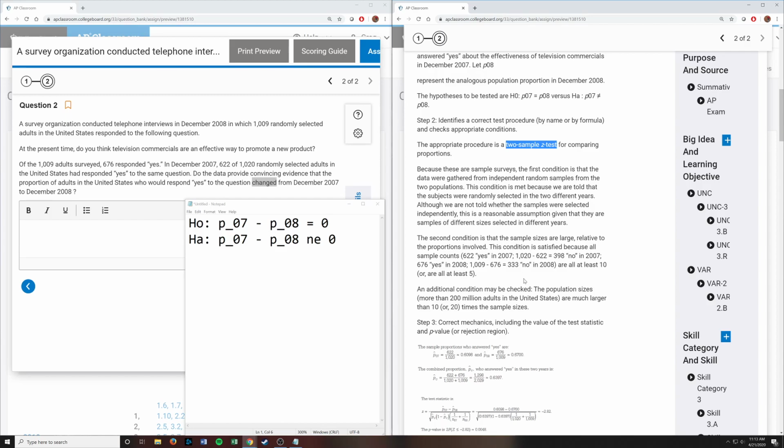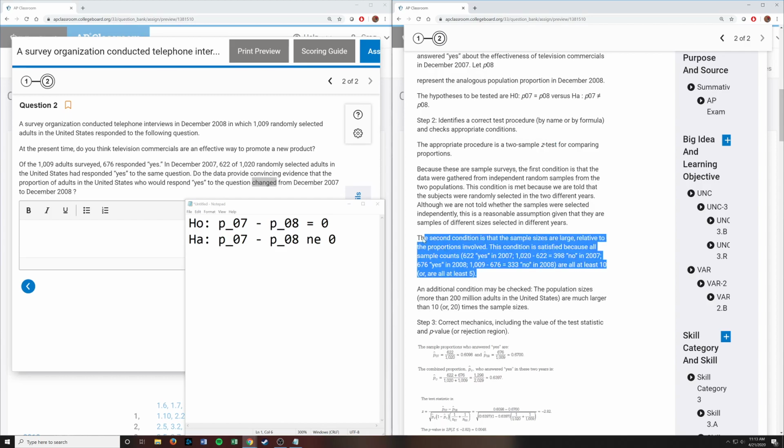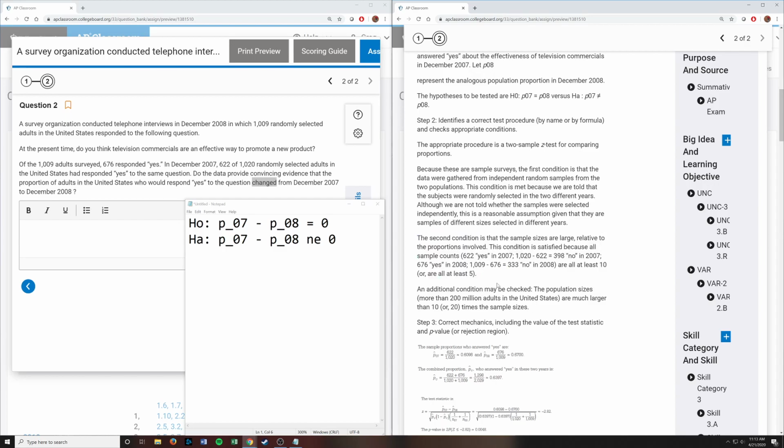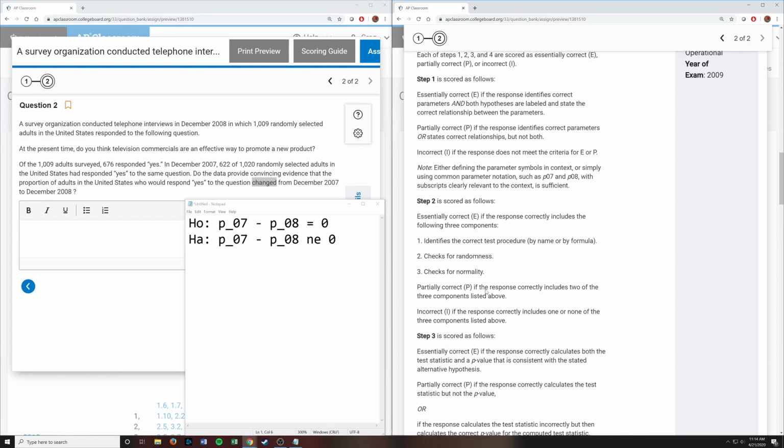You got randomization. You would have to check that the sample sizes are large enough. So that's your n times p and n times q being at least 10. That's what they're checking here. And they say this additional condition may be checked. This is the 10% condition. This is now a condition you need to check. Okay, so you've got randomization, large enough sample, which is n times p and n times q being at least 10. It says or at least 5, make it 10. And the 10%. Okay, so that's step 2.